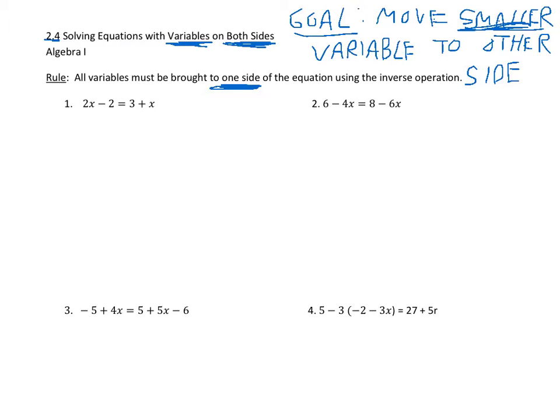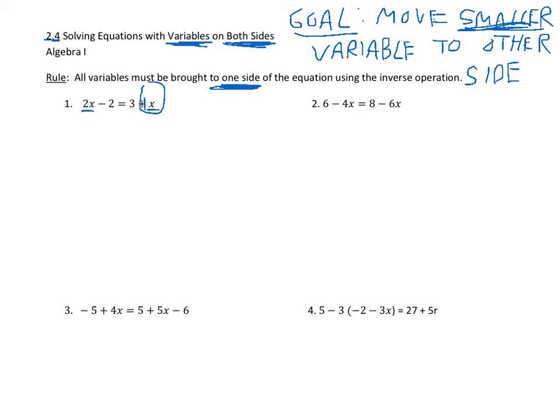Well, let's look at the first one. Okay, let's look at the variables. I have 2x and I have x. Remember, this x is like saying 1x. Well, what's smaller, 2x or 1x? Well, 1x is. So I'm going to move this one, right? I'm going to move this to the left side.